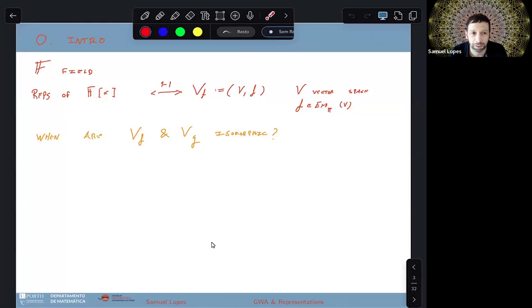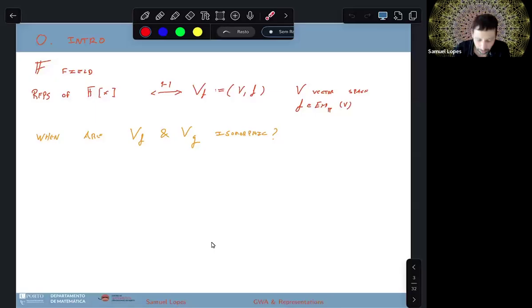And I want to connect with something that Alfie mentioned, which was the representations of a polynomial ring in one variable. As Alfie explained, these are parametrized precisely by the pairs (V, F), where V is a vector space, finite or infinite dimensional, doesn't matter, and F is an endomorphism of this vector space. This describes completely the representations of the polynomial ring in one variable. Now, a question we can ask is, when are two of these representations isomorphic? I'm denoting the representation associated to the endomorphism F and vector space V as V_F. So when are V_F and V_G isomorphic?